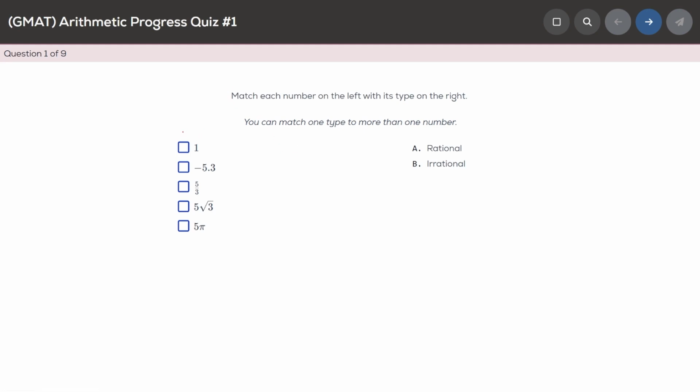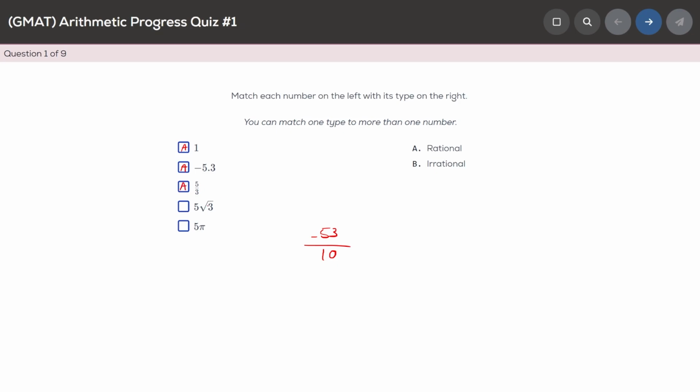You can write 1 as a fraction, 1 over 1, so let's put a there. Negative 5.3, you can write that as negative 53 over 10, so that's a fraction. If you don't know why that results in negative 5.3, that's coming later in the study plan. Don't worry. 5 over 3 is already written in fraction form, so that's a rational number.